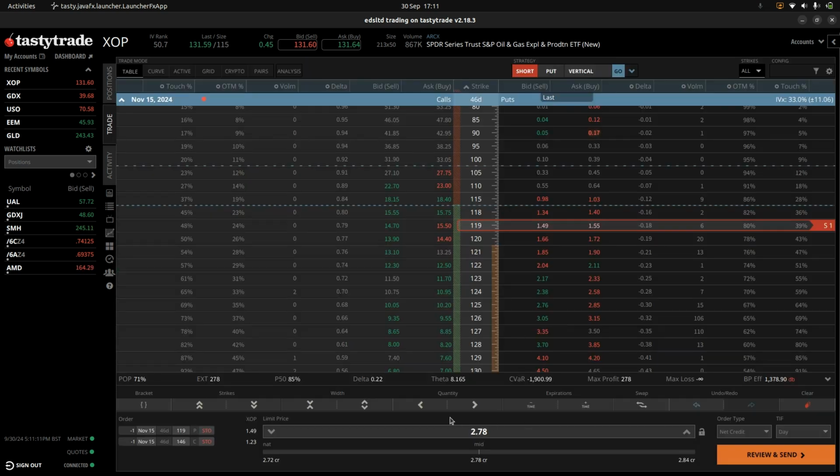Let's have a look at the numbers. So we'd collect $278 upfront in premium, and our broker would require just under 1.4K in buying power. So this is a very nice return on capital trade, especially for a naked position. XOP is an ETF with a very nice IV rank. ETFs generally do lead to a smoother P&L in your portfolio as opposed to individual companies, because of course you don't need to deal with individual company risk at the ETF level. So this is what a position would look like in XOP.